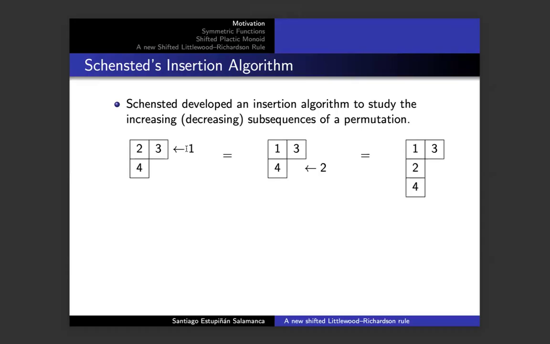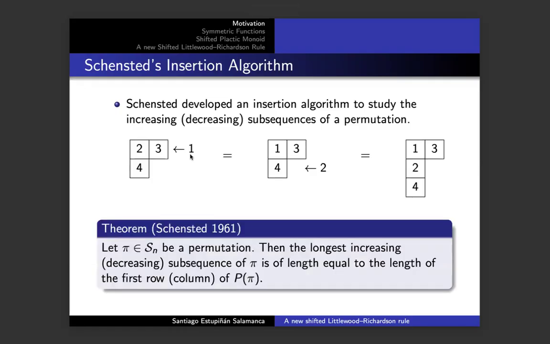The first one is by Schensted. So basically, I take a Young diagram, for example, this one. I want to insert a 1, and I consider the smallest entry bigger than 1. In this case, that is 2. I bump that entry. Then I insert that entry in the next row, following the same procedure. And there is a connection between this insertion algorithm and the increasing sequences.